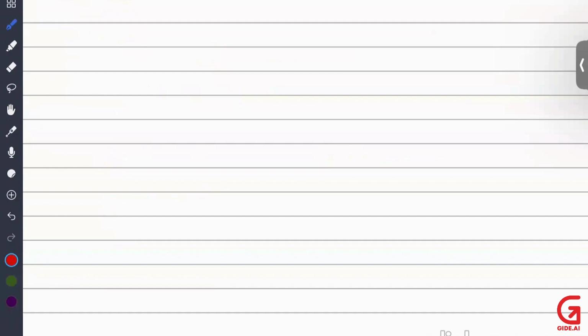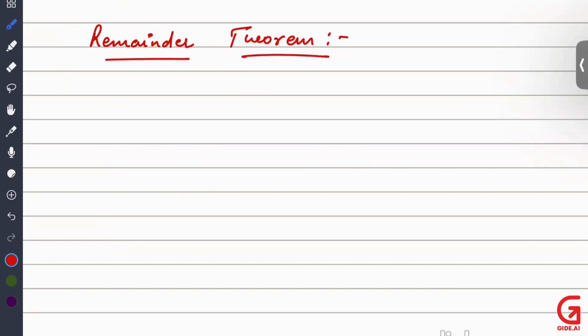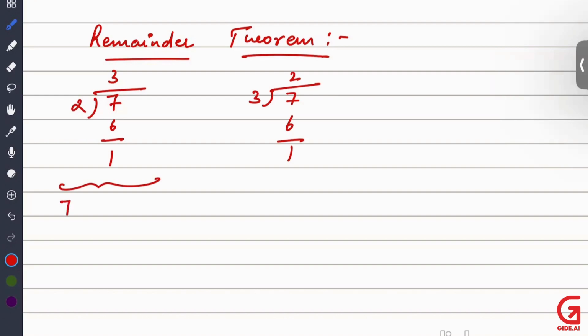Now, let's have a look at the remainder theorem. So what is the remainder theorem? I can write this as dividing 7 by 2 and dividing 7 by 3, each giving a remainder of 1. The first one, I can write as 7 = 2 × 3 + 1. For this one, I can write 7 = 3 × 2 + 1.